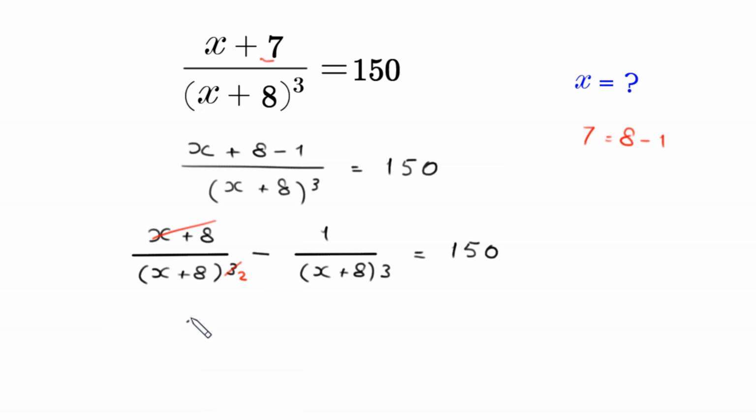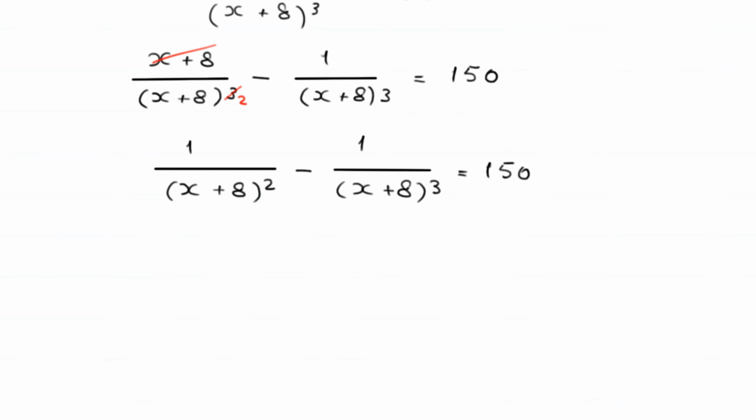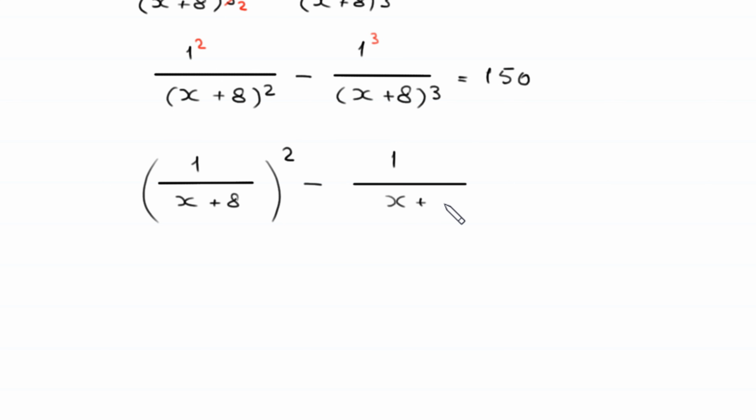So this expression will become 1 over (x + 8) whole squared, minus 1 over (x + 8) whole cubed, is equal to 150. Now this one is same as 1 squared and this one is same as 1 cubed. So we can write this expression as (1 over x + 8) whole squared, minus (1 over x + 8) whole cubed, is equal to 150.